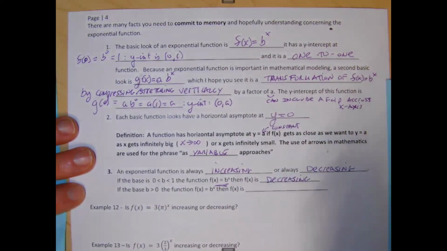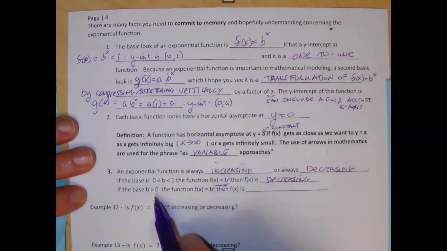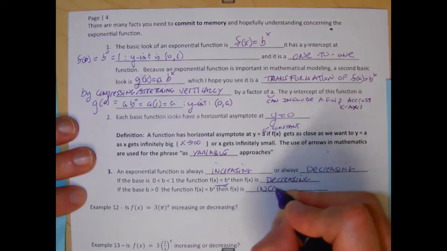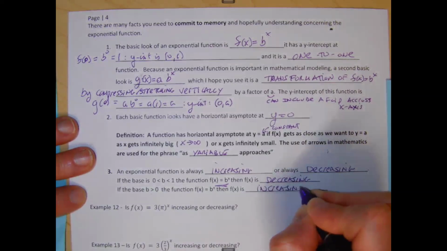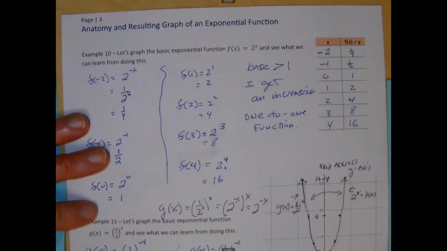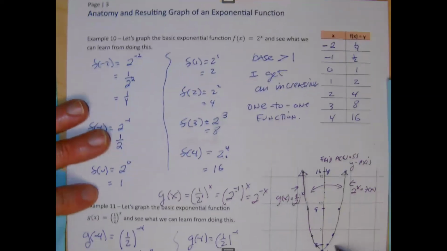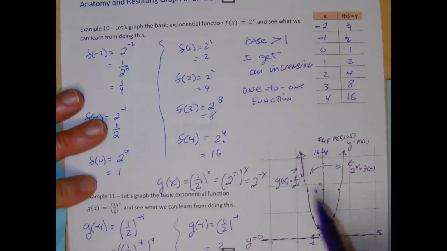As we saw in the other example, the second example, if the base b is greater than 1, the function f of x, again, this basic one, is increasing. And again, you can see that from the pictures. Here is f of x equals 2 to the x, and you can see that it's always increasing. While this other one, with a base between 0 and 1, is always decreasing.